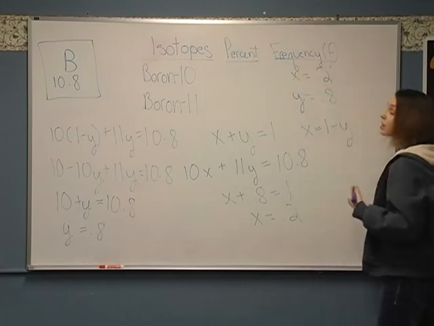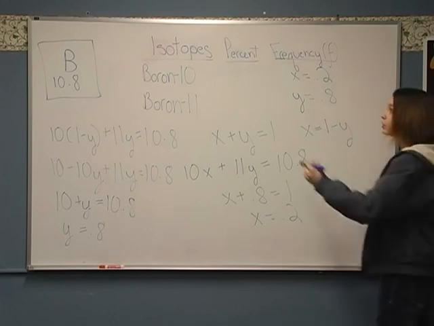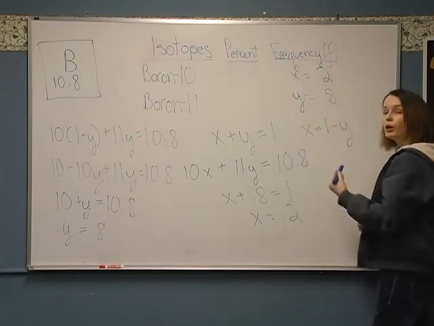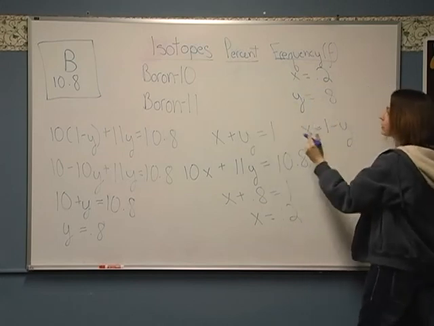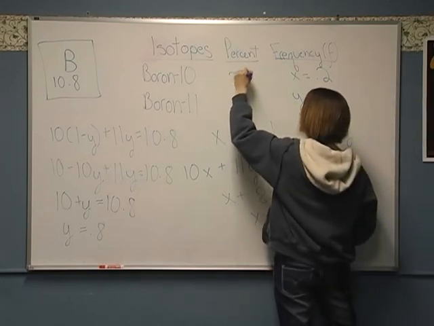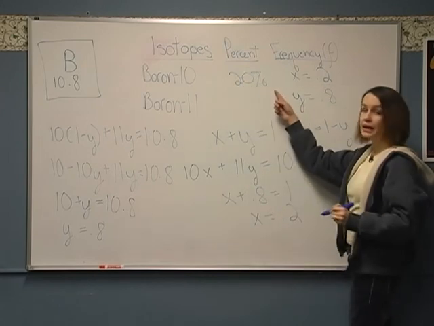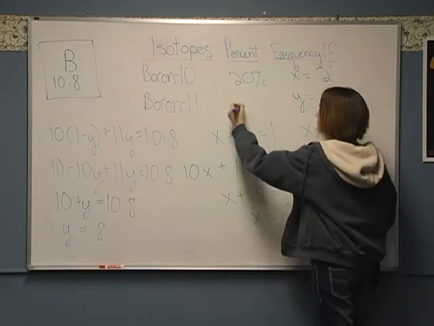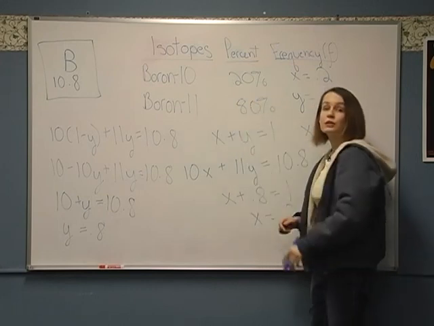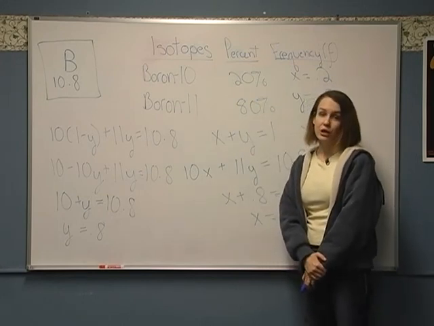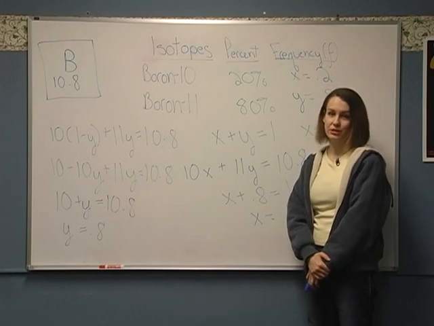Now, just like you can divide by 100 to go from a percent to a frequency, you can multiply by 100 to go from a frequency to a percent. So 0.2 times 100 is 20%, which is the percentage of boron 10, and 0.8 times 100 is 80%. So now you know how to solve average atomic mass problems using systems of equations.